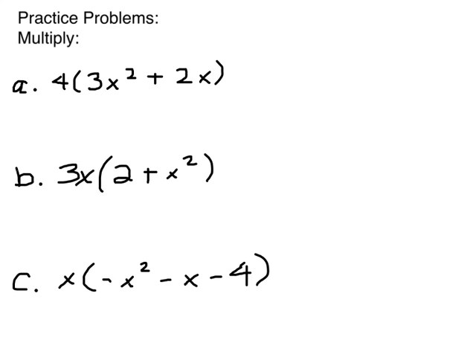So let's do our practice problems. We have 3 that are distributive property, and let's just go ahead and do that. We're going to say 4 times 3x squared plus 4 times 2x. Well, 4 times 3x squared is 12x squared, and 4 times 2x is 8x.